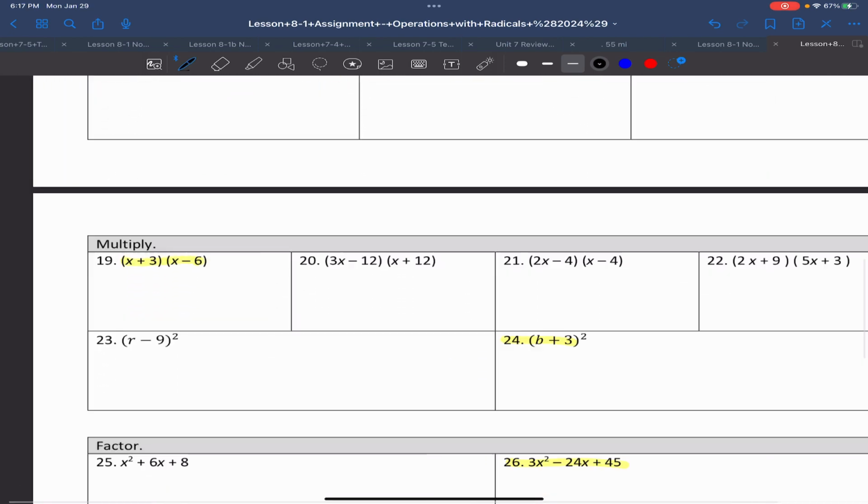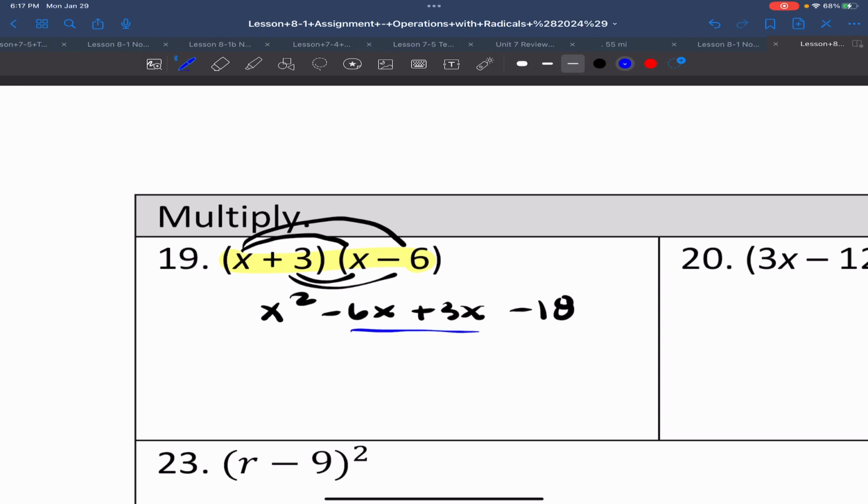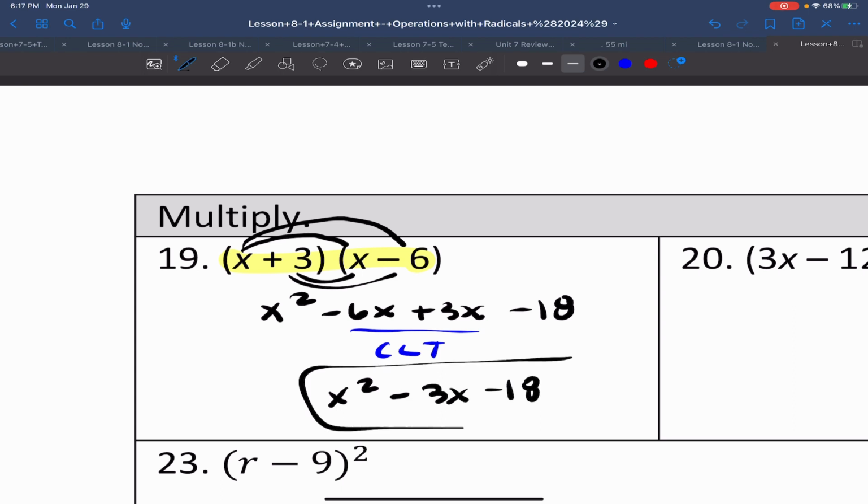All right, now we're going to be asked to multiply. We're going to FOIL, so I have first, outer, inner, last. And then this is where I'm going to combine the like terms, so x squared minus 3x minus 18. That's your answer.